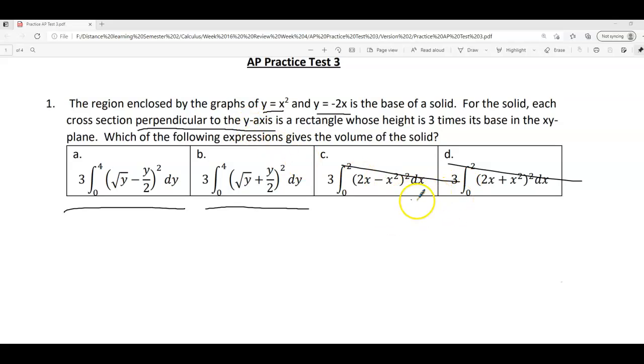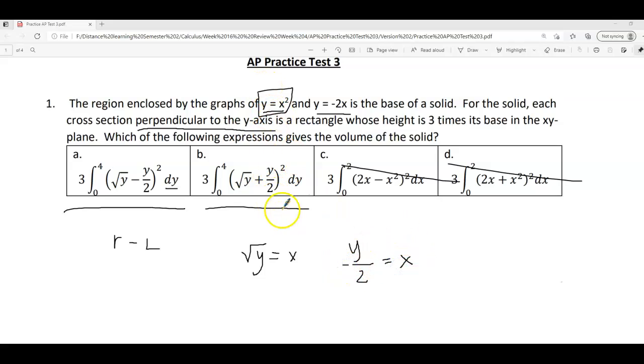The next thing is that the base is going to be the function to the right minus the function on the left. So it's going to be minus. But let's go ahead and work these out a little bit just to be sure. So first of all, for this function here, if we're doing it with respect to y, we want to get the x by itself. So I would square root both sides. And for this one, I would divide both sides by negative 2.